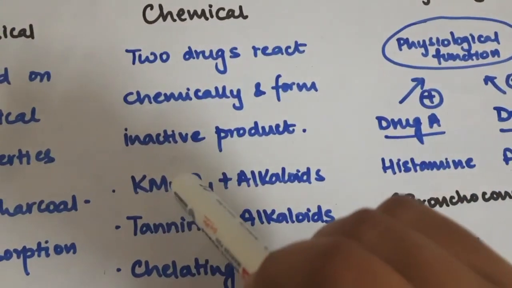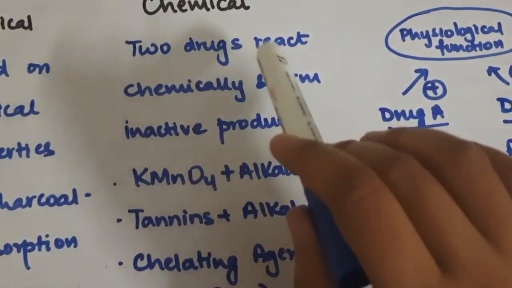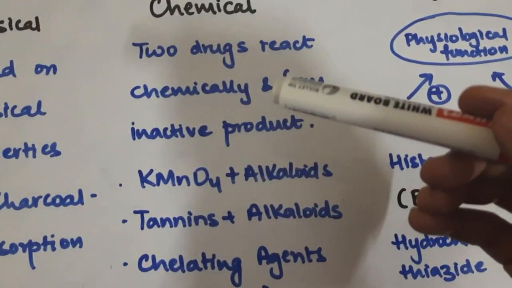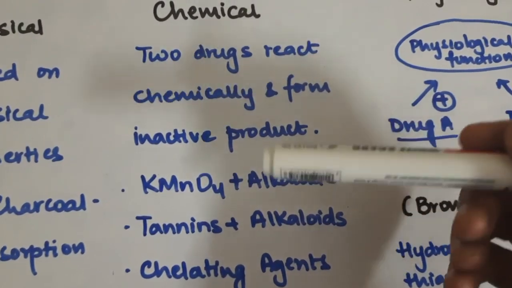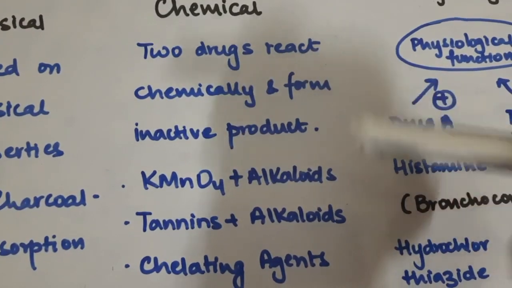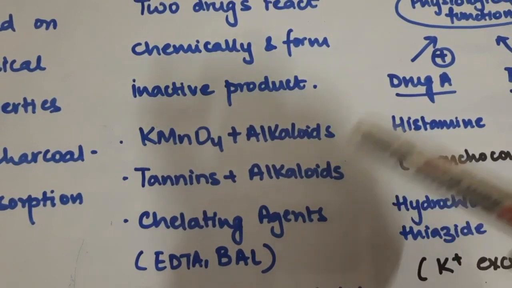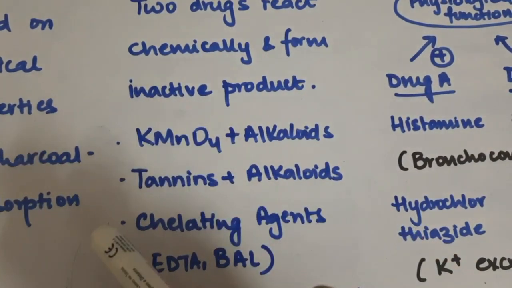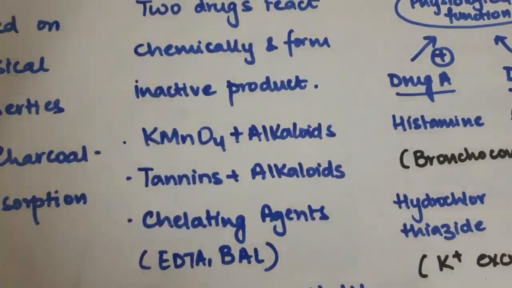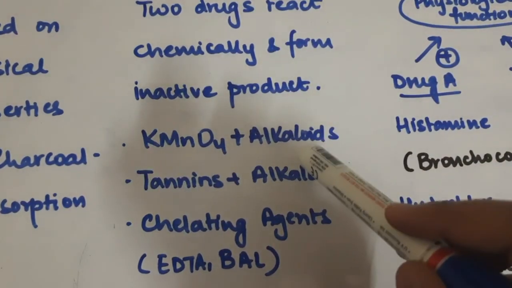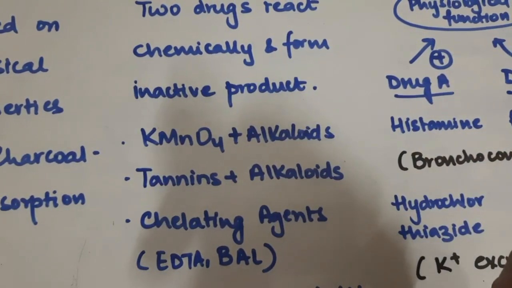If we look at chemical antagonism, there will be two drugs and they will react chemically. Drugs A and B will have a chemical reaction, and at the end of that reaction, they will form a product which is inactive. So at the end of the day, it will not have any effect in the body at all. Let's say again with alkaloids, if there is alkaloid poisoning, potassium permanganate or tannins will react with these alkaloids and the resultant product will be inactive, so that the alkaloids will have no toxic effect on the body in the long run.